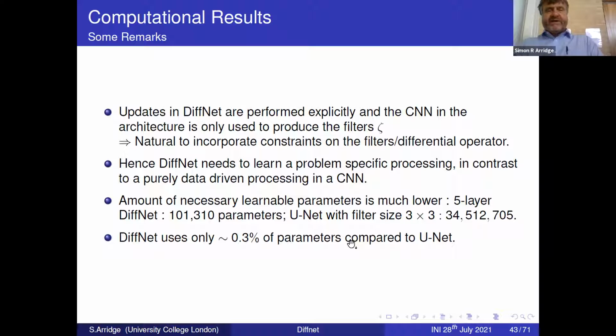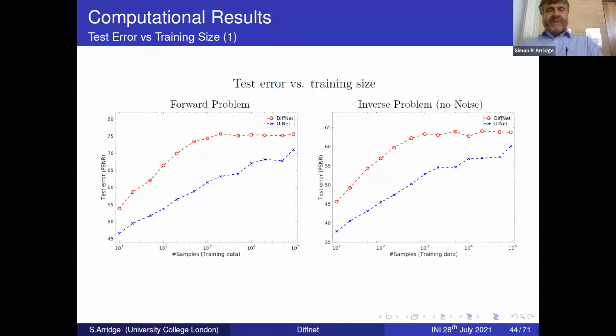Then there's quite a difference in the learnable parameters. A 5-layer DiffNet has 100,000 parameters, where UNet has 50 million. So we're using only 0.3% of the parameters in this case. We can also look at the error versus the training size.